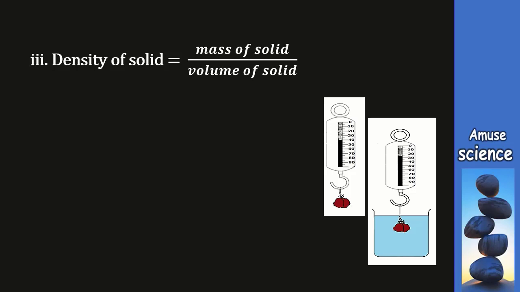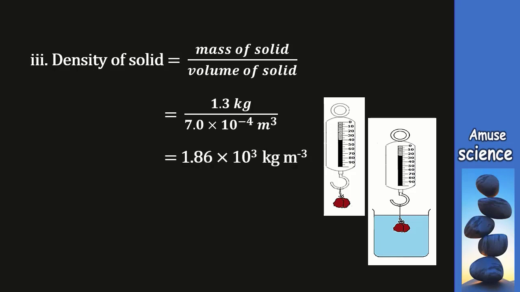Now the volume of the solid is the same as the volume of the water displaced. And so we can say that the density of the solid is equal to the mass of the solid divided by the volume of the solid. Substituting in the figures, we are going to get 1.3 kilograms divided by 7.0 times 10 exponent minus 4 cubic meters. When we compute this, we are going to get 1.86 times 10 exponent 3 kilograms per cubic meter. And this is the density of the solid.